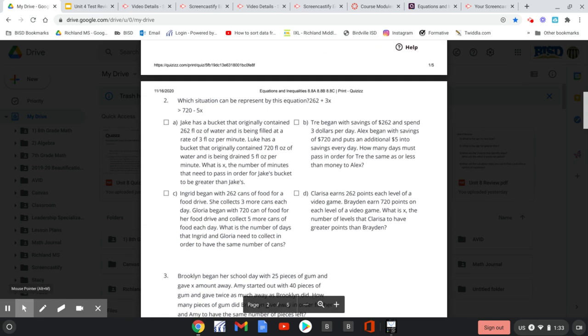Okay, number 2, we have another one. Which situation can be represented by this equation? 262 plus 3x is greater than 720 minus 5x. So let's see which one we have.